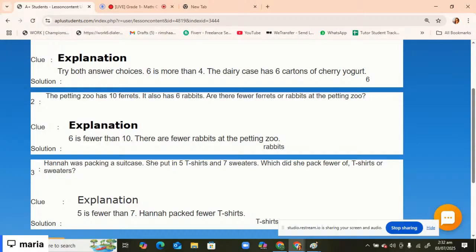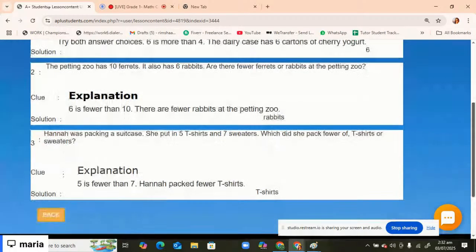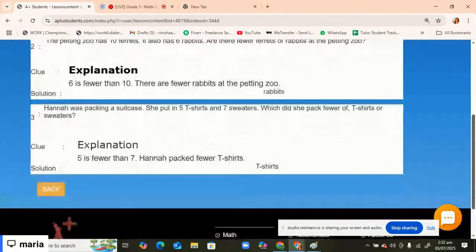Rabbits are the fewer number as compared to the ferrets. Okay, now let's discuss this one.